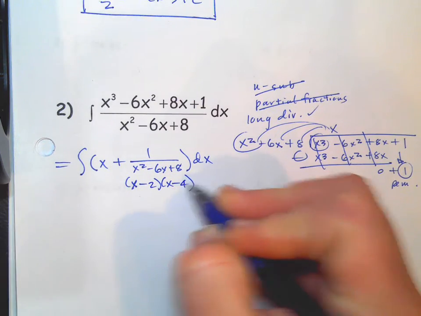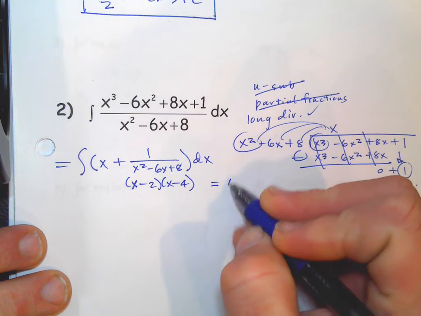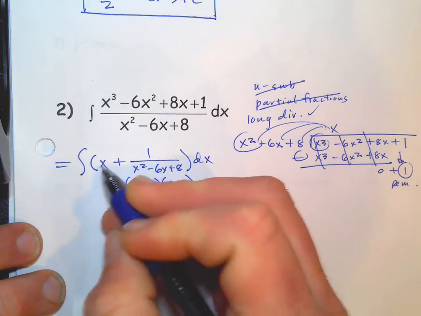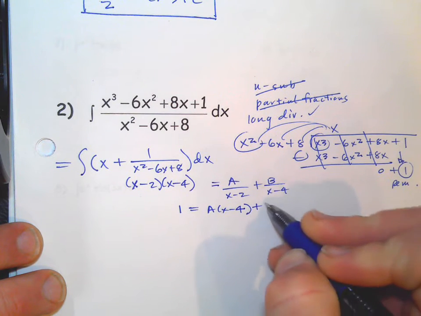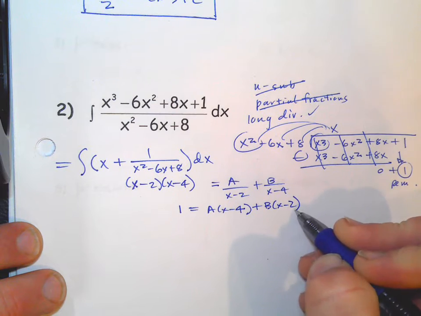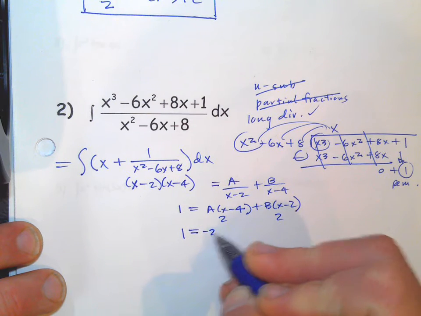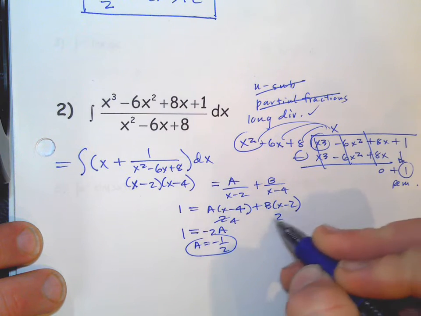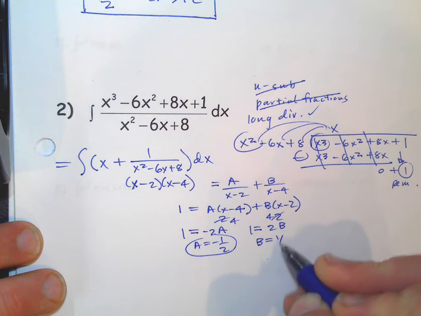x minus 2, x minus 4. You have to do partial fractions. It's going to equal A over x minus 2 plus B over x minus 4. Multiply through by the least common denominator, and you get 1 equals A(x minus 4) plus B(x minus 2). You can get rid of either one first, it's up to you. Plug in 2 and I'll give you 1 equals -2A, so A equals -1/2. Plug 4 in: 1 equals 2B, so B equals 1/2. So I think we're getting close.